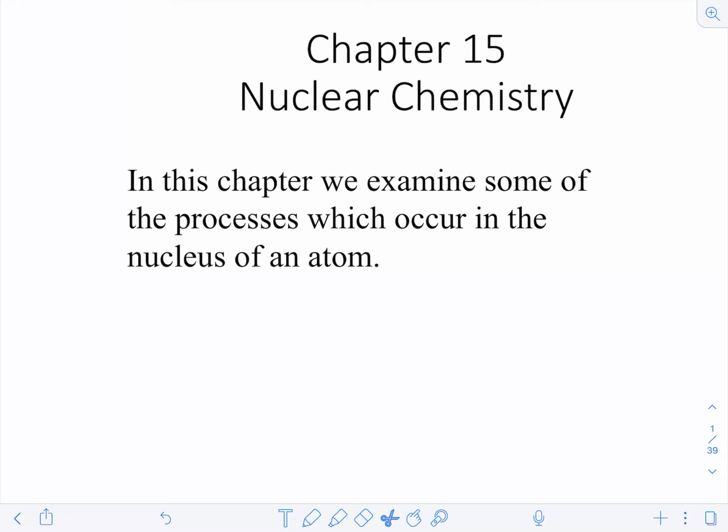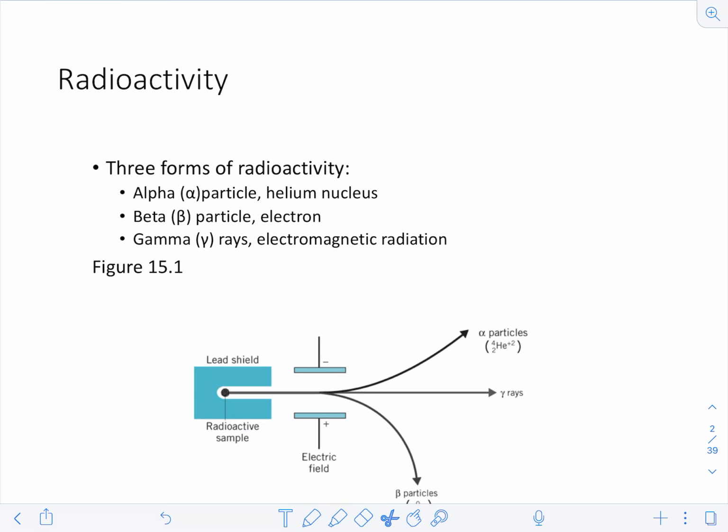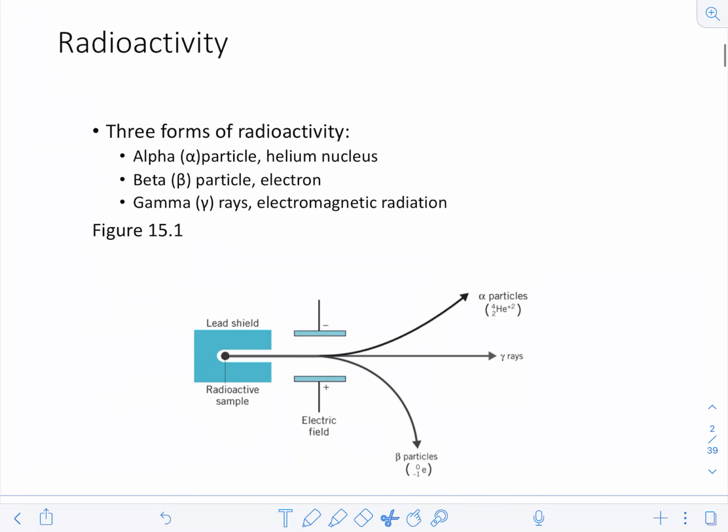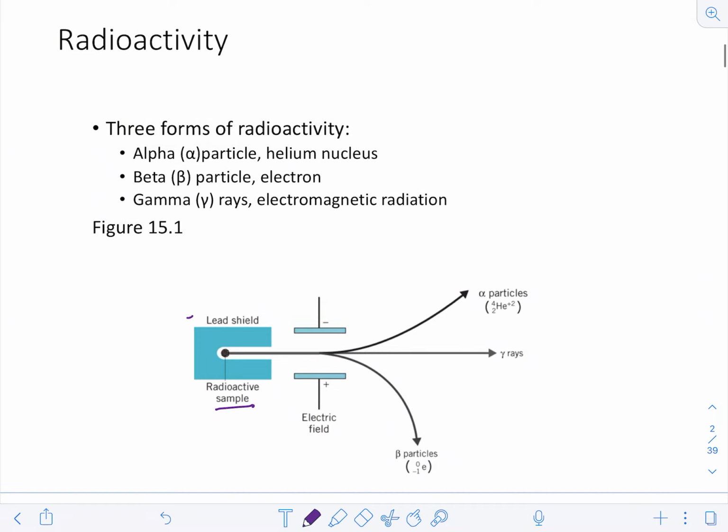Okay, so in this section we're going to talk about nuclear chemistry, and we're going to look at what happens to the nucleus when certain particles are being emitted or certain energy is given off. And in this section here, we're looking at a source, and it happens to be radioactive. We'll talk next week about why it actually has lead surrounding it.